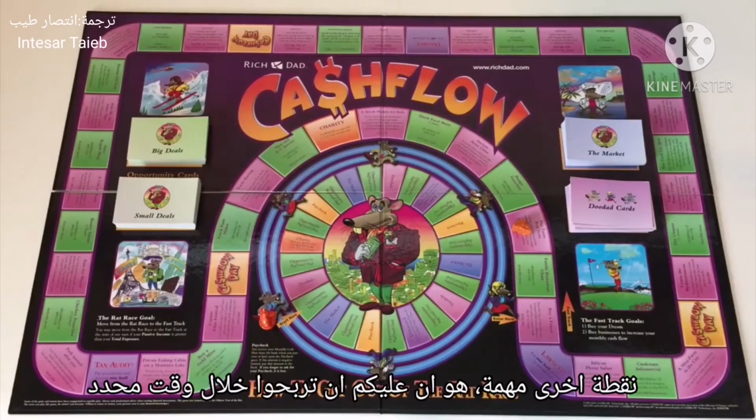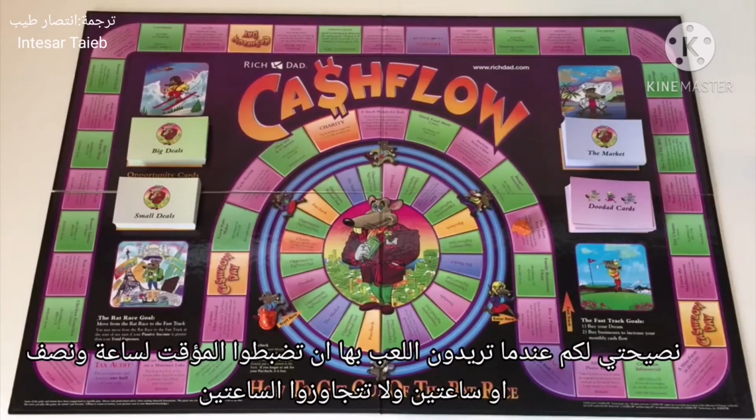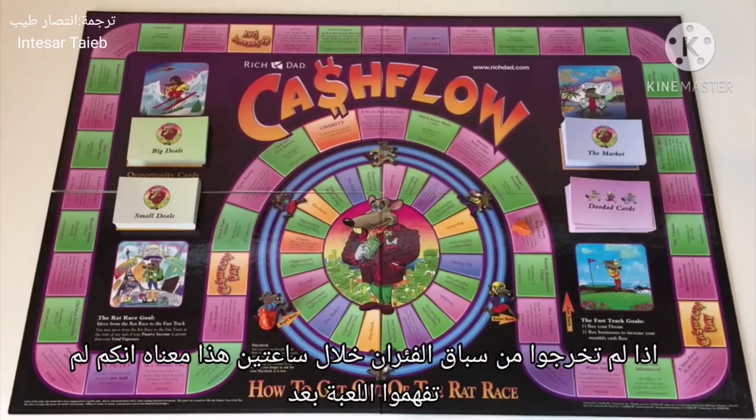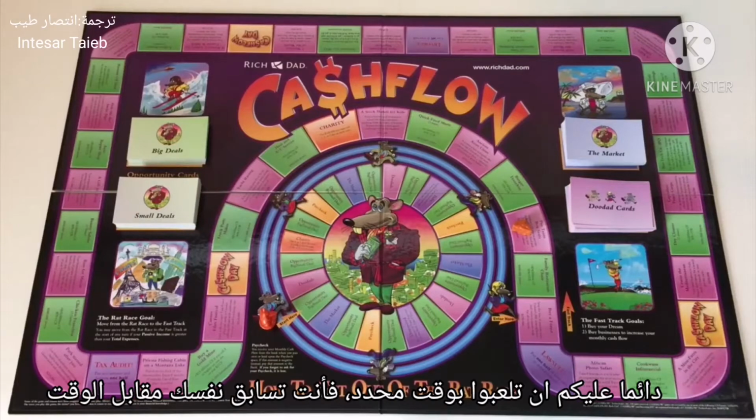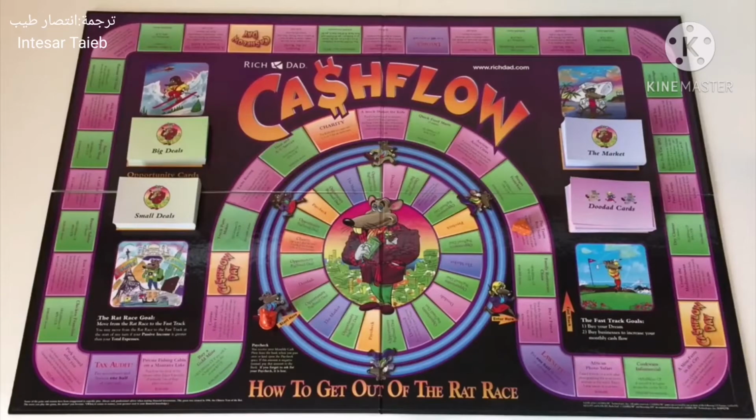One more important piece is that you want to do that within the time limit. Every time you play the Cashflow game, my recommendation is to set a timer for either an hour and a half or for 2 hours, but do not exceed 2 hours. If you cannot get out of the rat race within 2 hours, it means you don't understand the game yet. So you always want to play with a time limit, and essentially you're racing yourself versus the clock. So I'm going to explain a couple things here on the board.